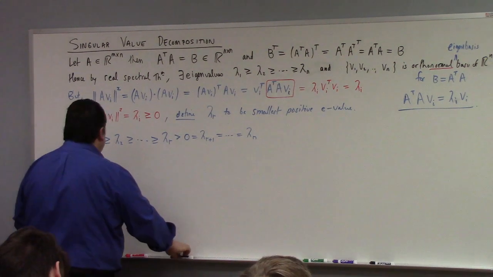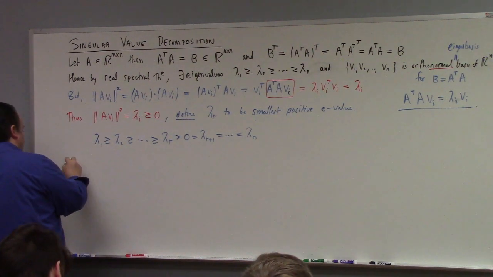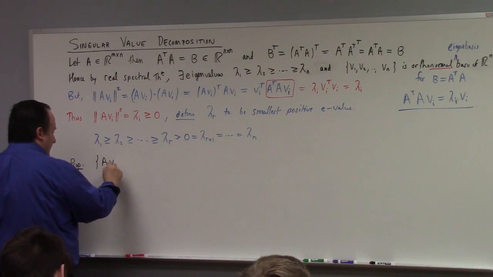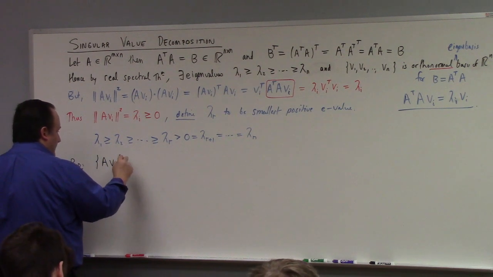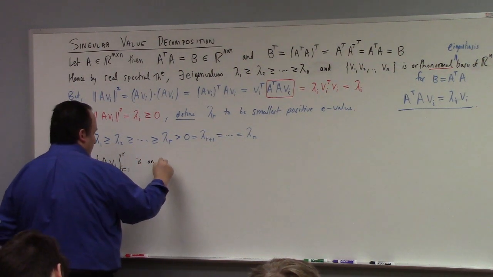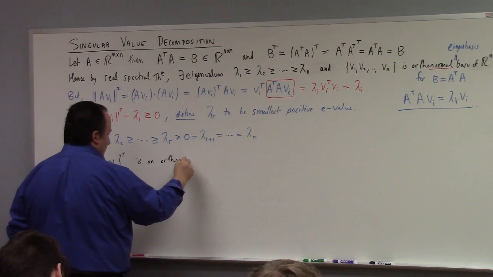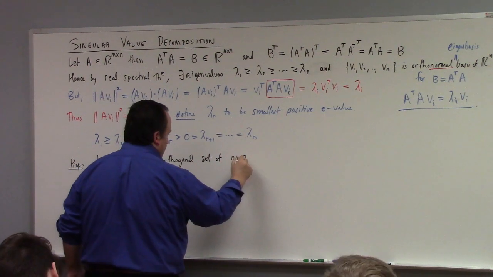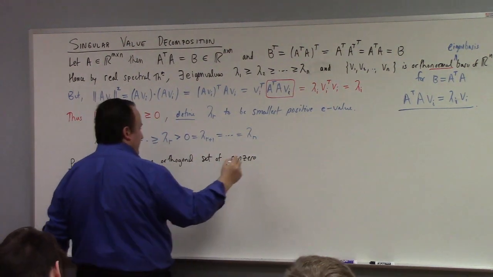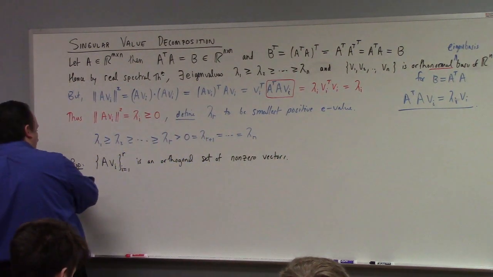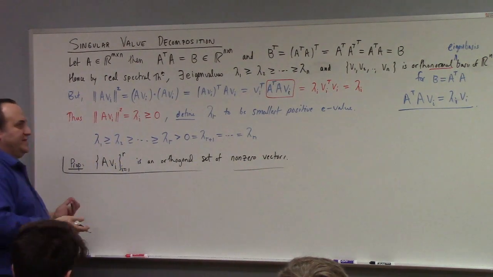In fact, we can argue, here's a proposition. If we look at the set A v i, i equals 1 to r, it is an orthogonal set of non-zero vectors. All right? The proof is very, very similar to the calculation we've already done.